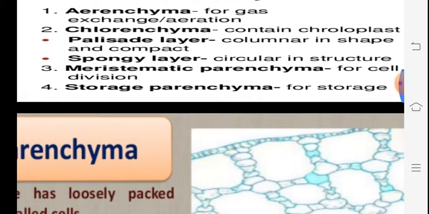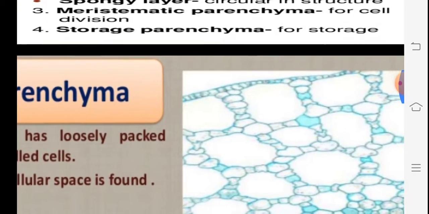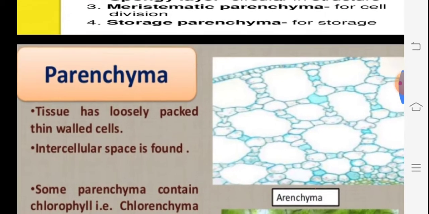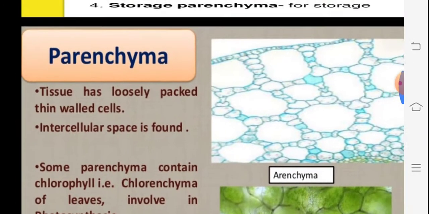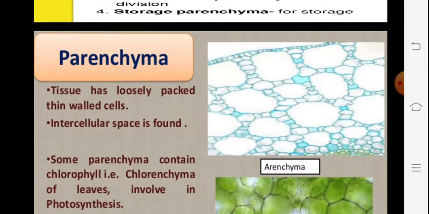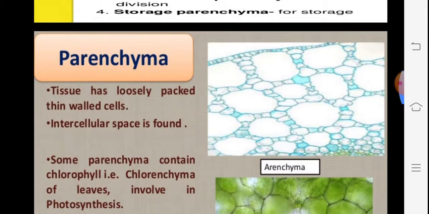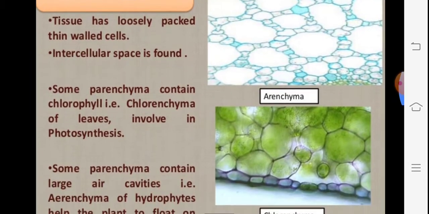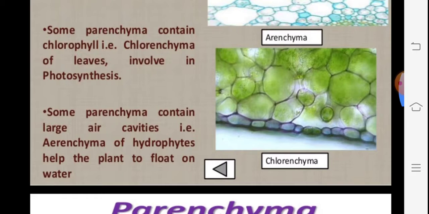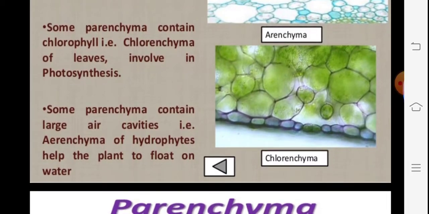Already we have seen the meristematic tissue system, right? And the storage parenchyma helps in storage, for example in the leaf or other storage tissue. So here you are observing the parenchyma character. This kind of parenchyma is seen in hydrophytes. The cells are loosely packed with thin walls, and intercellular spaces are present. Some parenchyma cells contain chlorophyll, so they are called chlorenchyma. You are observing this photograph of chlorenchyma. Green cells are there. They are commonly seen in leaves, right, and help in photosynthesis.